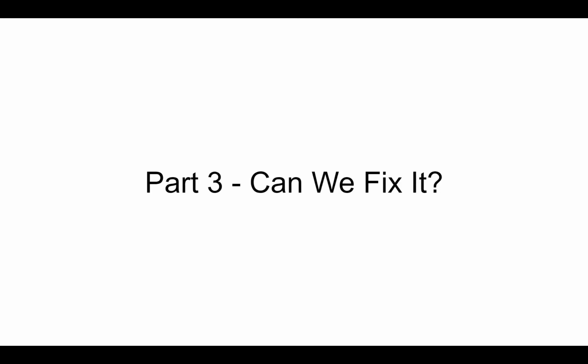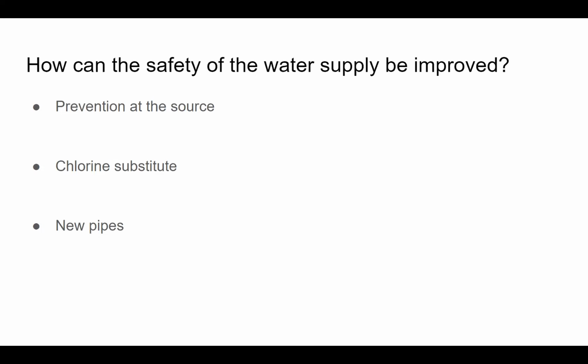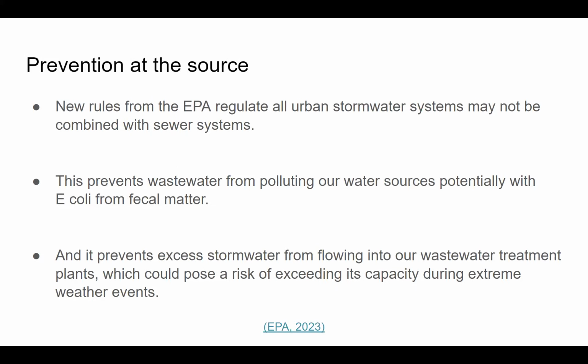Now, solutions. How can the safety of the water supply be improved? We can consider solutions at the source, at the treatment plant, and in the infrastructure. Prior to the treatment plant, at the source, there are regulations in place to prevent wastewater and stormwater from mixing.